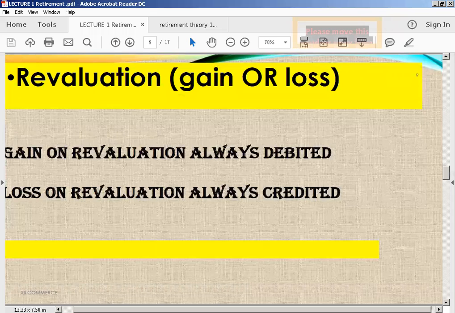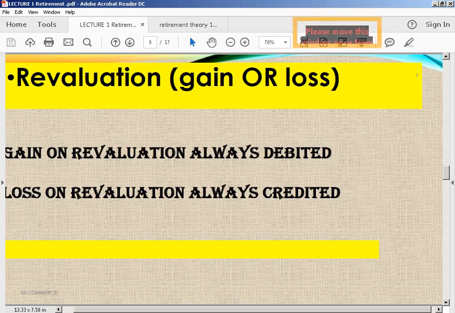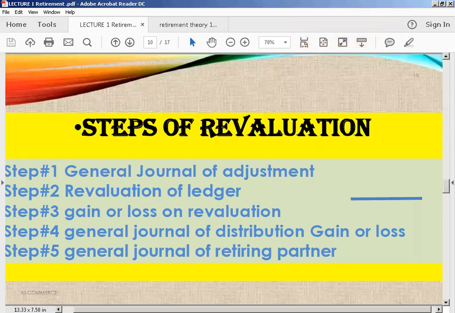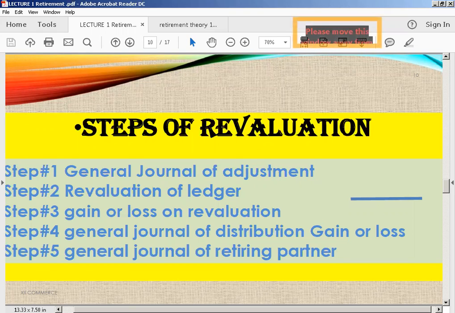I proceed further. We have to remember the points. Gain on revaluation is always credited, and loss on revaluation is always debited. We have to revise the few steps of the revaluation. First we will start with our revaluation question, in which we have 5 steps. Step number 1 is the general journal of adjustments, meaning all the adjustments you have to do in your journal. In step number 2 you have to prepare the revaluation ledger. Then in step number 3 we have gain and loss on revaluation. In step number 4, we have the general journal of distribution of gain and loss. And in step number 5, we have the general journal of the retiring partner.